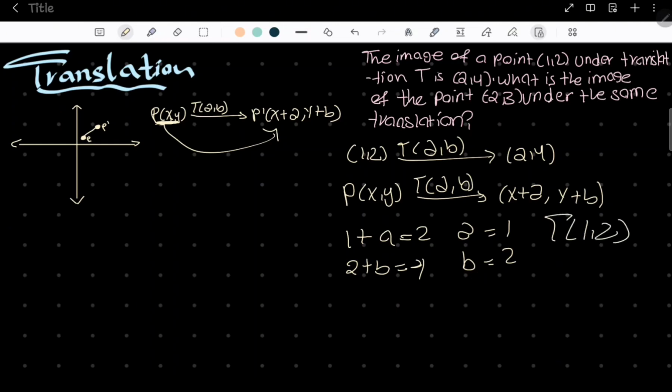Now let's find the image of (-2, 3). This is pretty easy. -2 plus 1, 3 plus 2, which will be P prime is going to be -2 plus 1 is -1, and 5. So (-1, 5) is going to be our final answer.